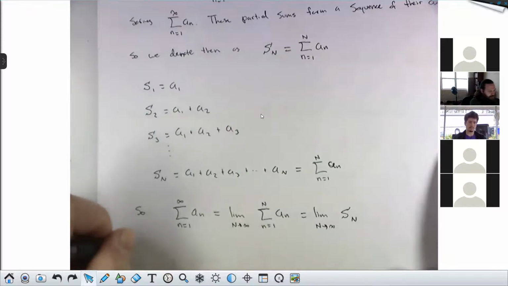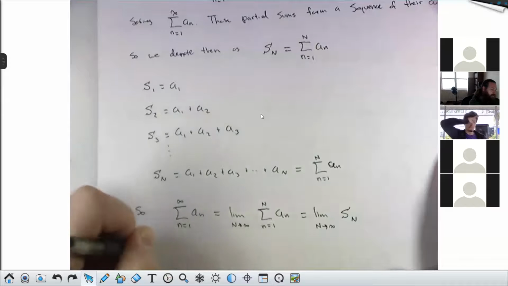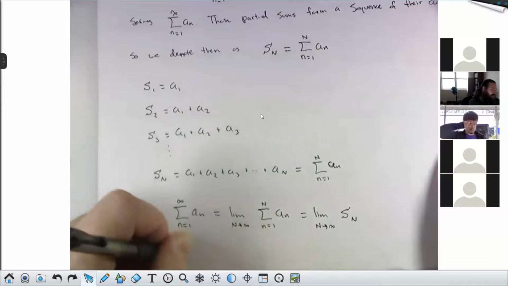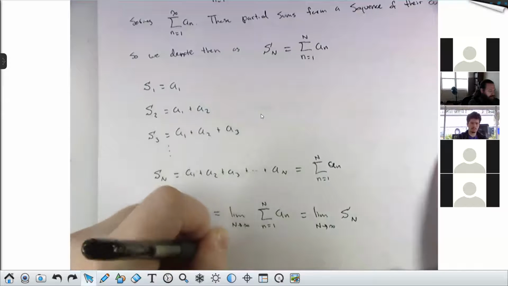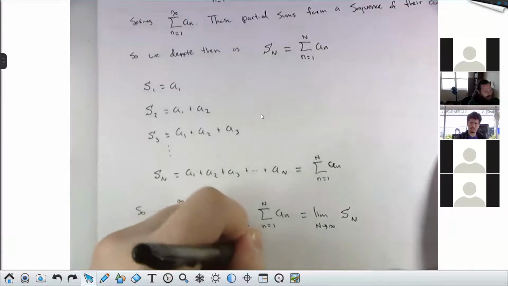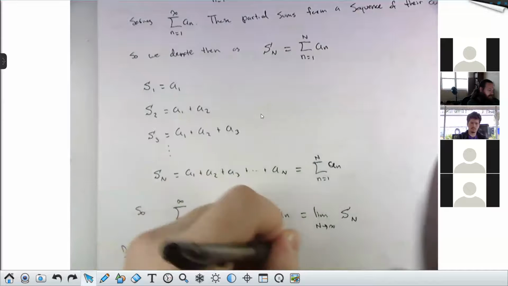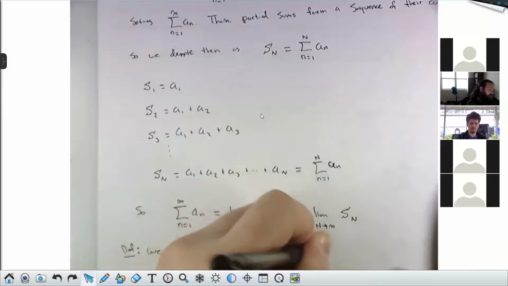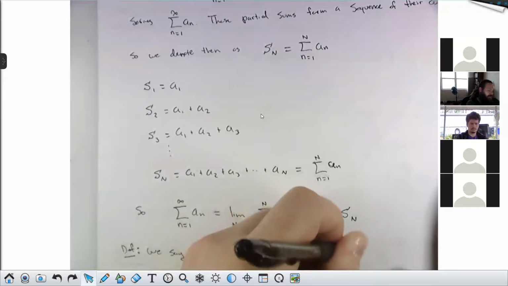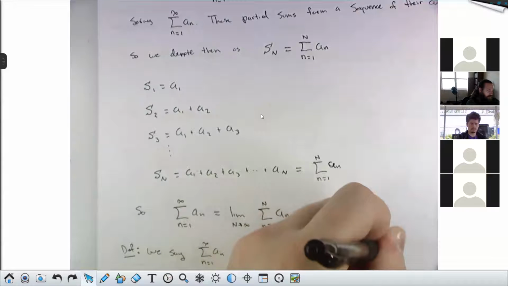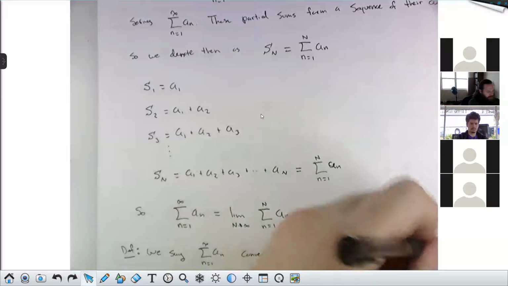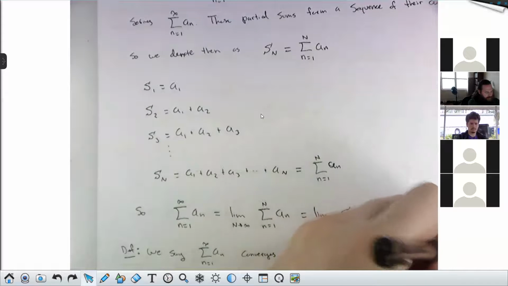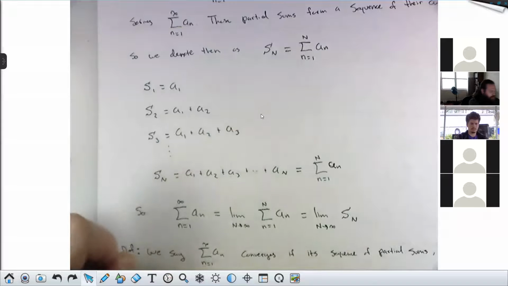Definition. We say the infinite series, sigma n from 1 or wherever to infinity of a_n, converges if its sequence of partial sums, which are the S_n's, is a convergent sequence.